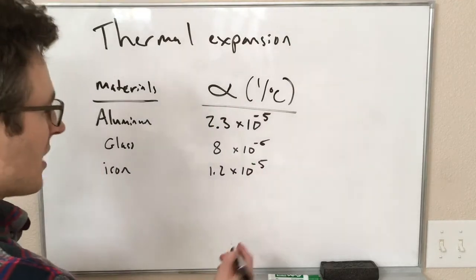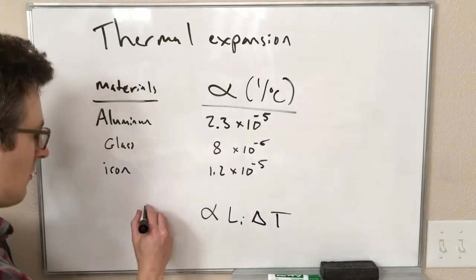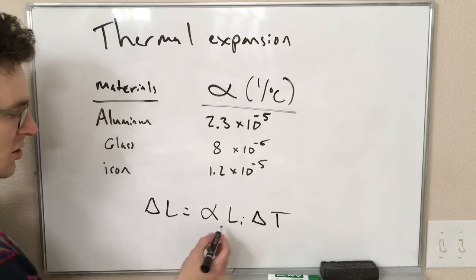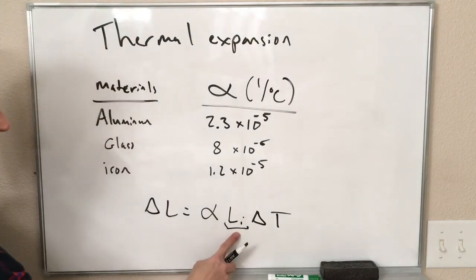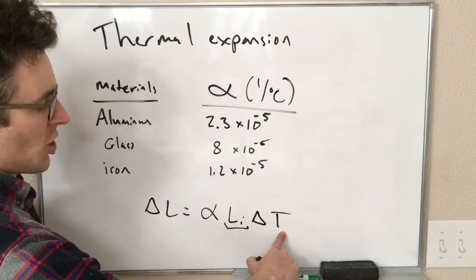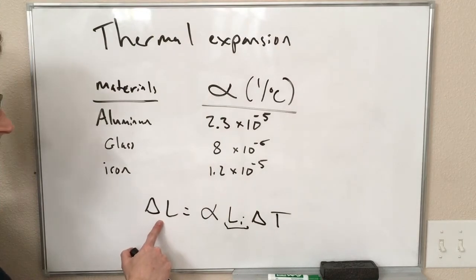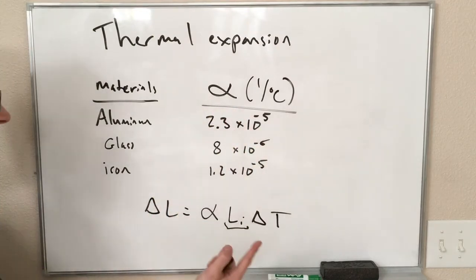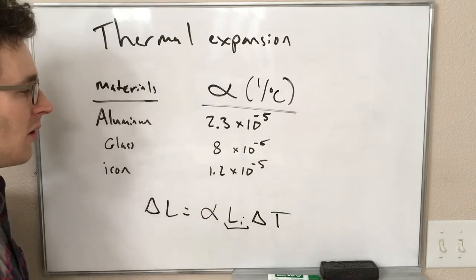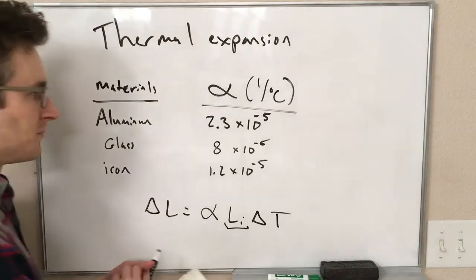Okay, so putting these numbers in context, remember our equation was delta L is equal to alpha L delta T. So what these values tell us is how much fraction of the original length we get per degree. In other words, if we have a 1 degree change, so delta T is 1, then these values of alpha mean that the change in length we get is this fraction of the original length. So for 1 degree, an object made of aluminum is going to change its length by 2.3 times 10 to the minus 5, which is not very much. That's 0.002% or something like that.